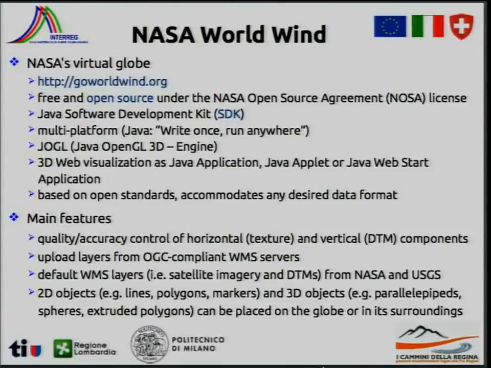We can just say that Whirlwind provides a pool of predefined default layers, both satellite imagery and digital terrain models, but what really makes it suitable for scientific application is the fact that you can place on the globe actually whatever layer you want, and you can also customize the terrain information. For instance, if you have your own very high resolution DTM, and if you need it for some three-dimensional analysis, you can use it in Whirlwind.